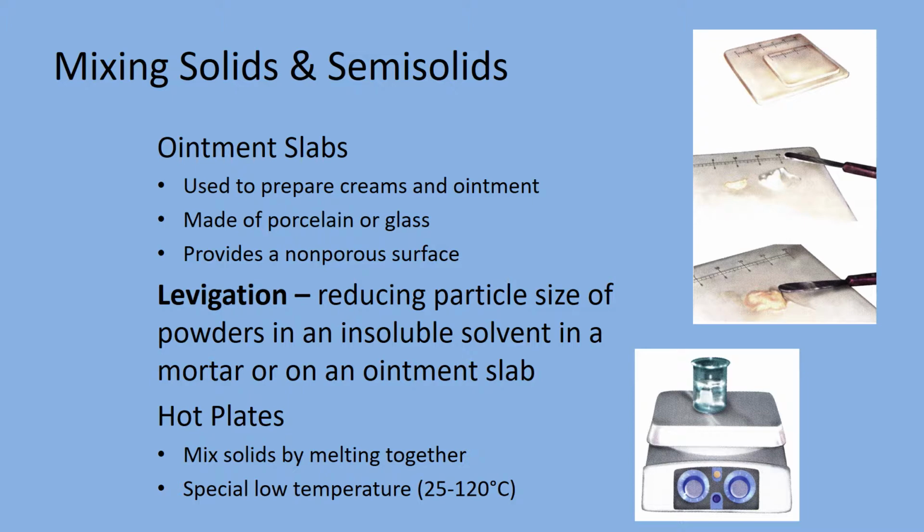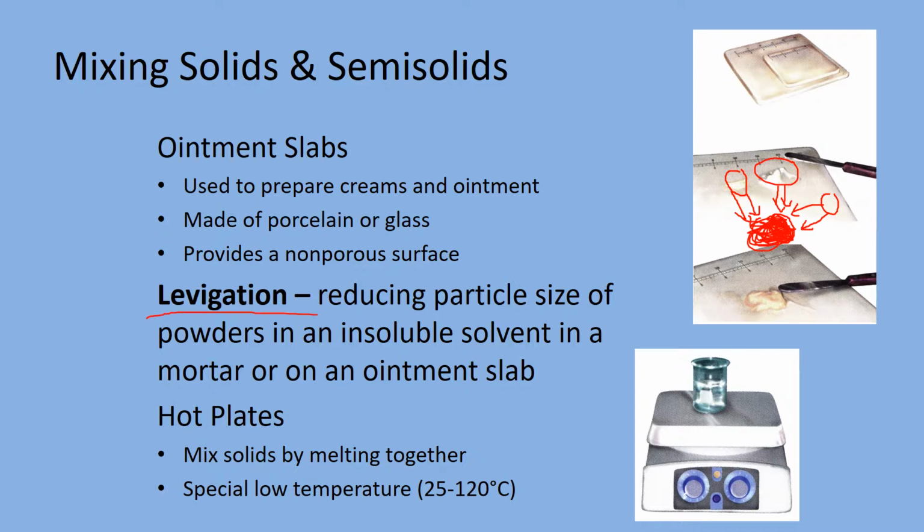Ointment slabs. So to use an ointment slab, put your ingredients towards the outer edge of the ointment slab, and you want to just introduce a little bit of each at a time. Blend that well, and you're using the same principle as geometric dilution. So once the first portion is blended, you're going to add a little bit more of each ingredient, blend that, and repeat, just like geometric dilution until it's all incorporated.